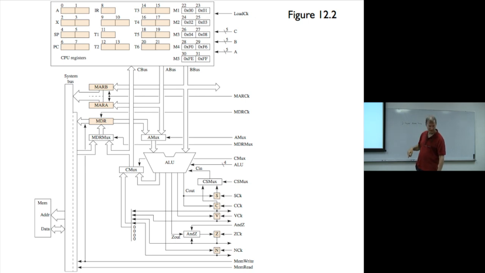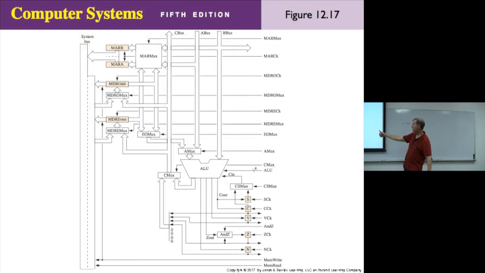We're going to need another what? How does MDR even get to go through the ALU? It goes through a what? The EO MUX. Now, what is the E? Because what else can come through the EO MUX? MDR odd. Do you see that? There's an expanded one on the slides here.